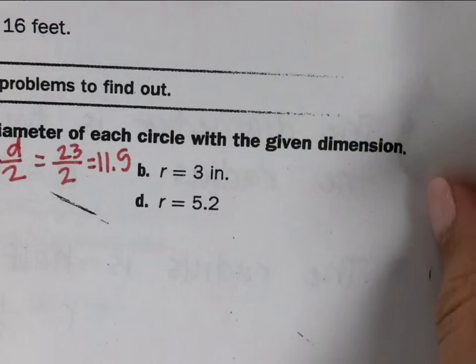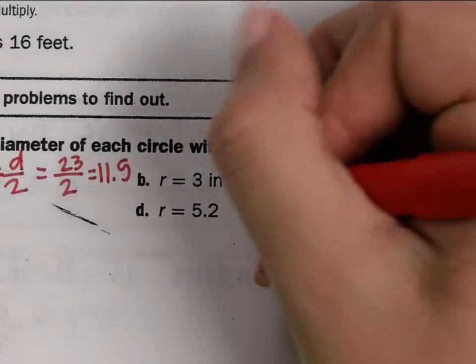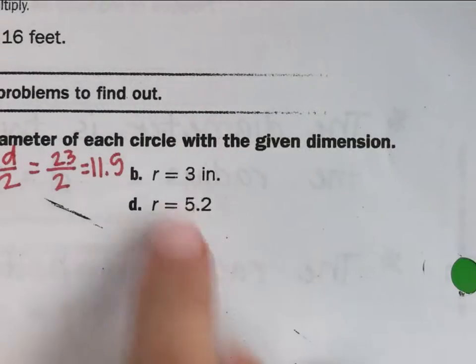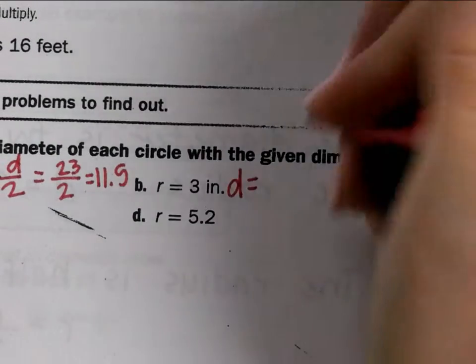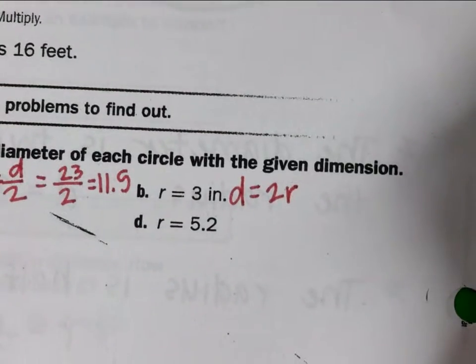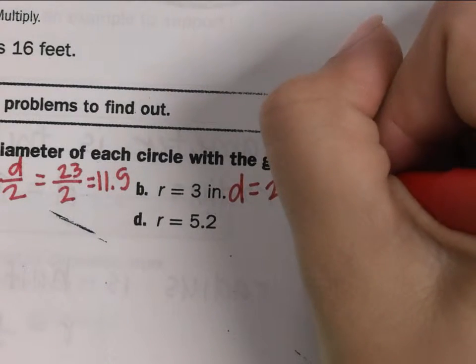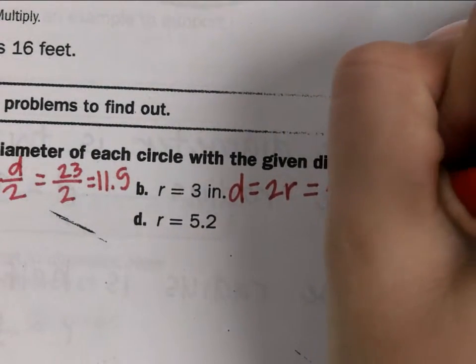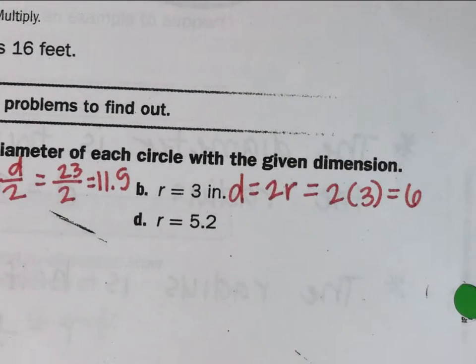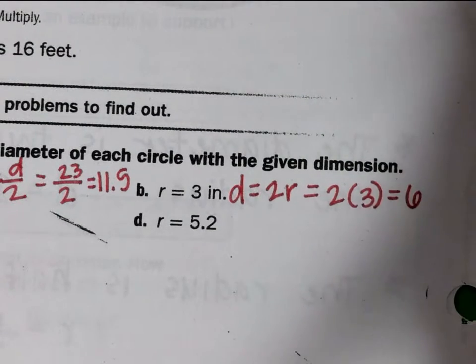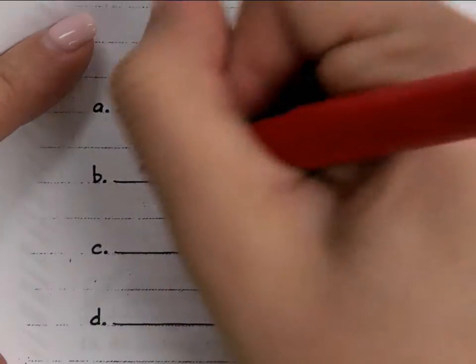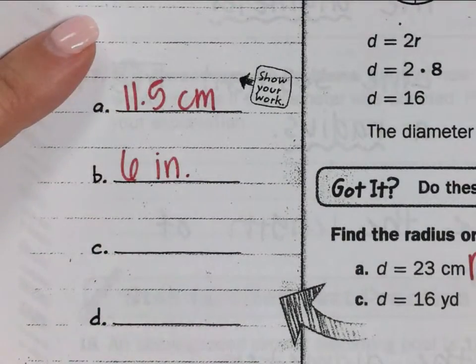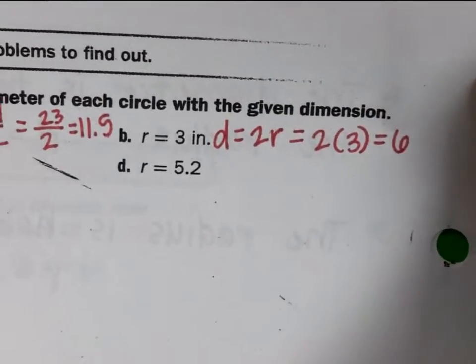Okay. All right, B, r equals 3. So in this case, what am I trying to find? I'm given the radius, so I'm trying to find the diameter. So D equals 2r. Then you are just plugging in 3 for r. So 2 times 3 gives me 6. Okay. So my diameter is 6 inches. Any questions so far?